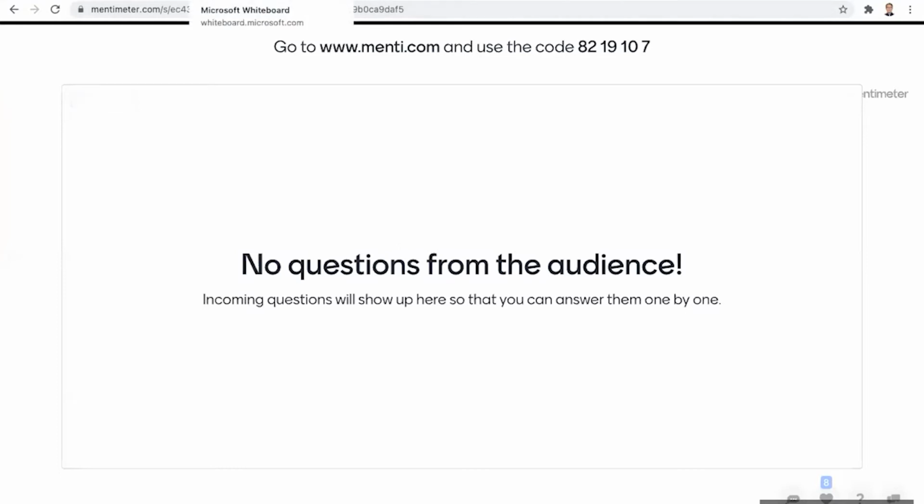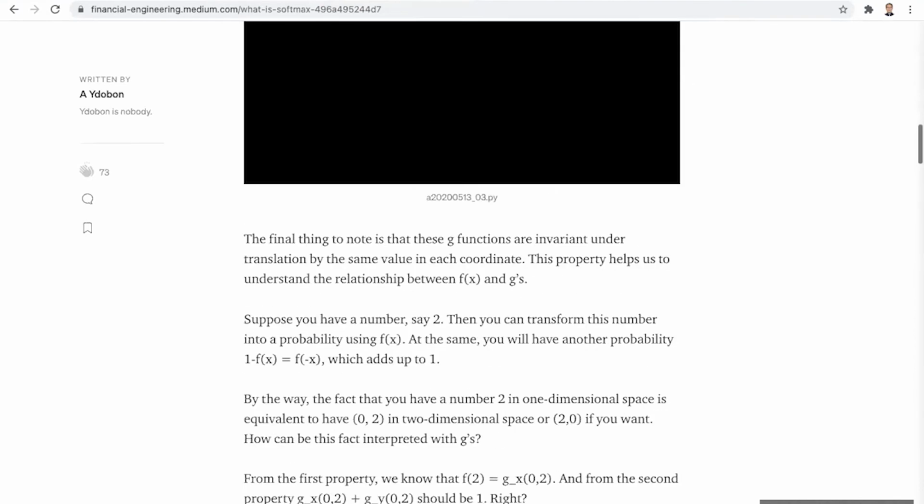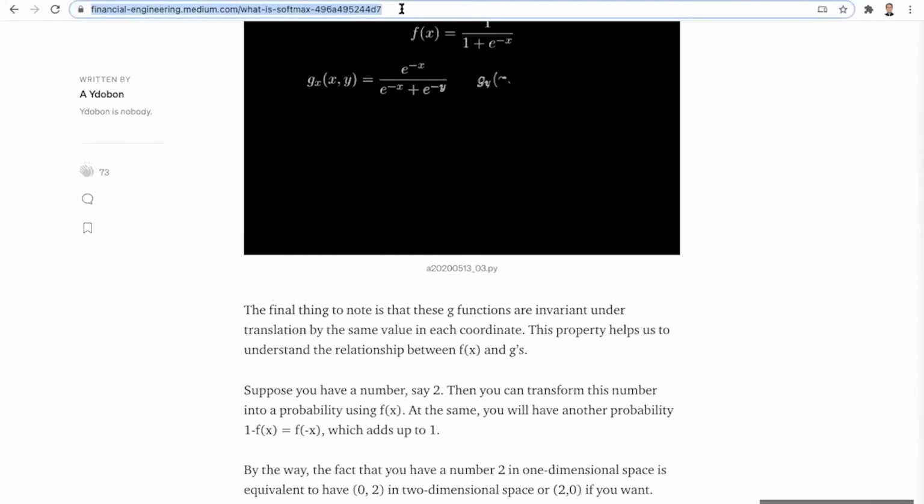Okay. Now, I think it's time to introduce the softmax. I'm going to share a URL in the chat.